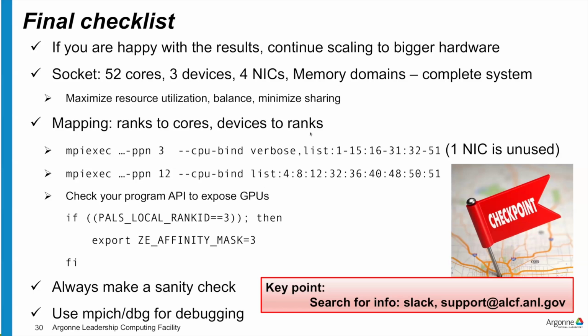Always do a sanity check. Sometimes you may need to use an MPI debug module for debugging, which has debugging symbols. And obviously, if you have difficulties or see something which is abnormal or not matching your expectations, send a message to either the support line, or many people are on Slack. So Slack is not recommended, but a possible way of communication.